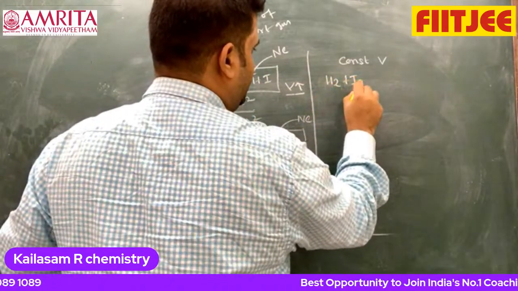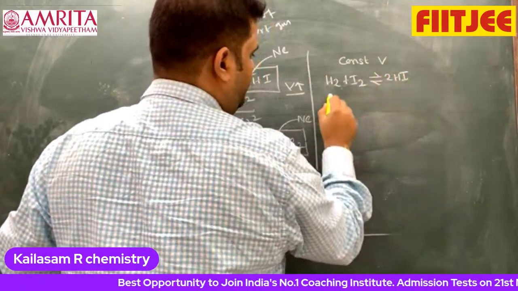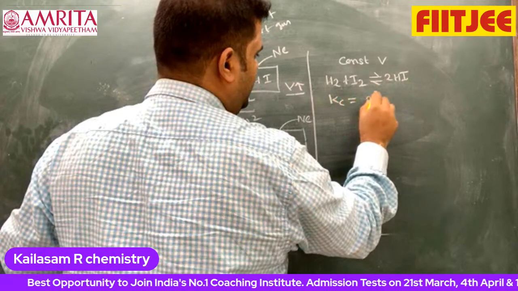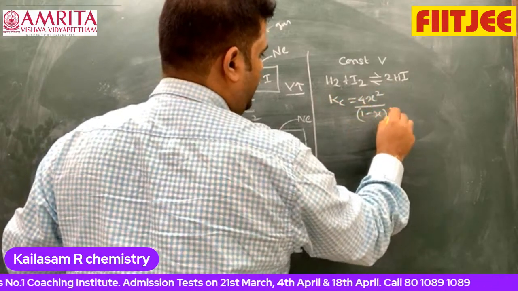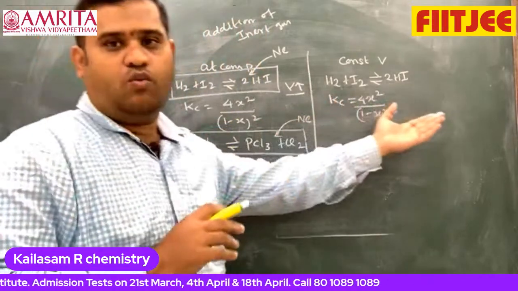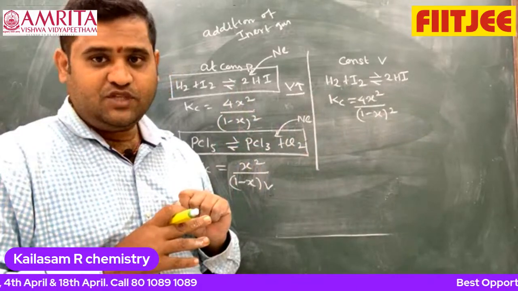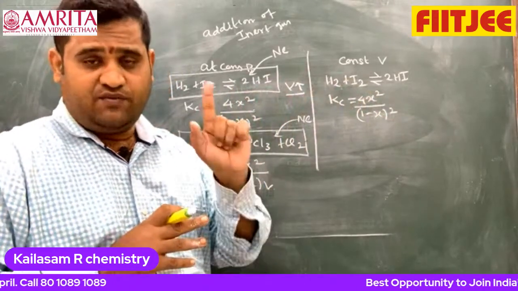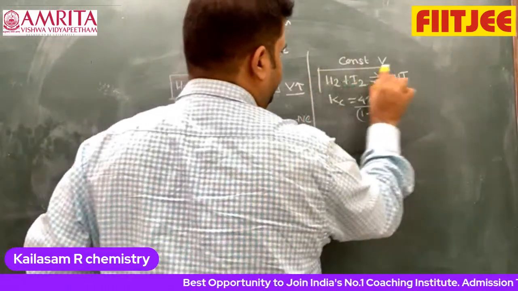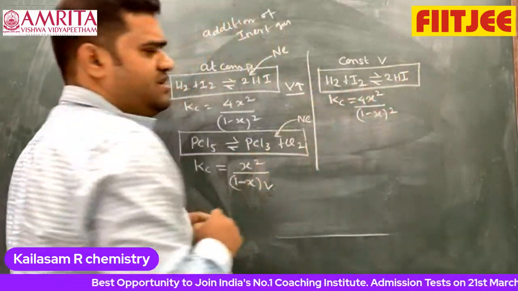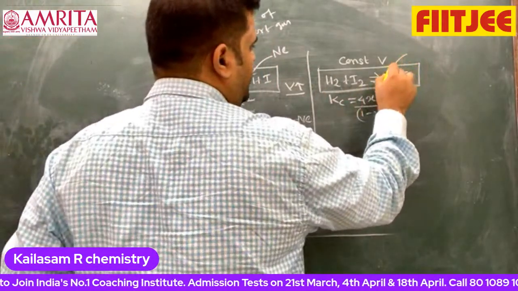H2 plus I2 in equilibrium with 2HI. So here Kc's expression is 4x squared by (1 minus x) whole squared. Here also the volume term is not involved, so obviously the pressure term and volume term do not matter. Now look at this. If I add an inert gas at constant volume and constant temperature, what is going to happen?